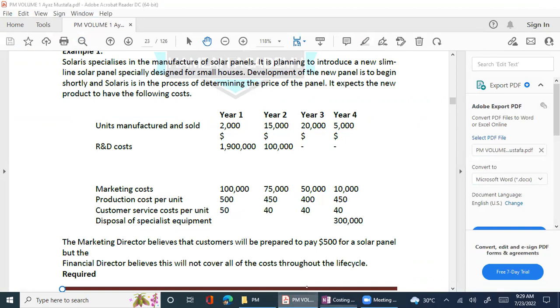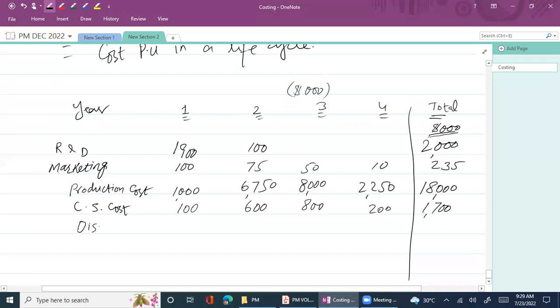Then disposal cost of equipment is in the last year. We need to incur some disposal cost, which is 300,000. So we can either make the total year wise, but we are not required to do so. We will be simply adding this column of total, so we can get the total answer. It is up to us whether we want a total of year wise data, we can have the total, but this is not mandatory.